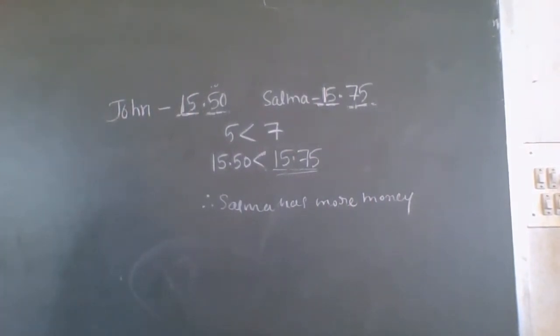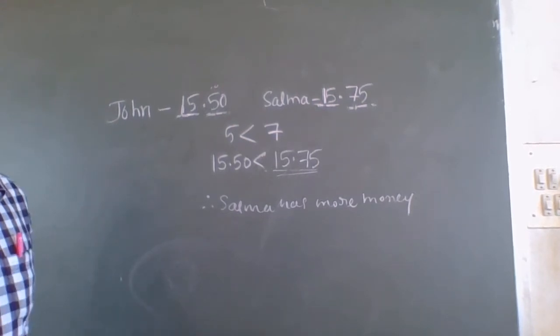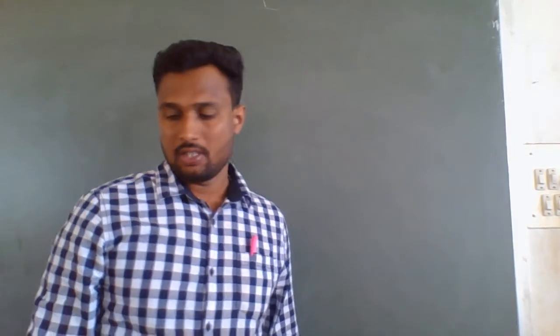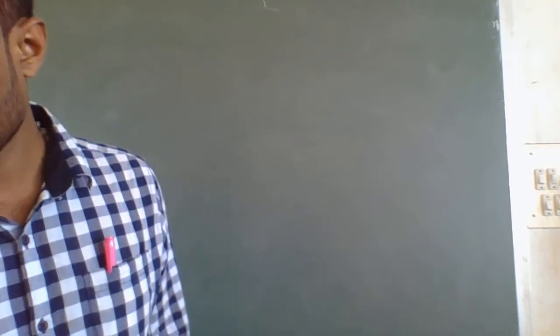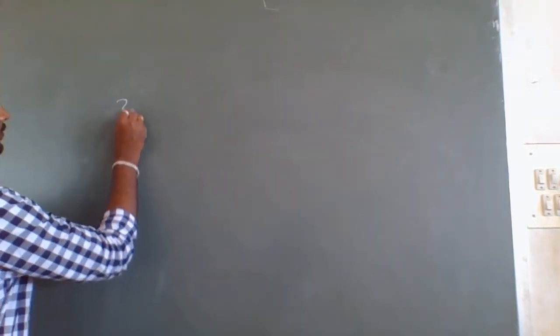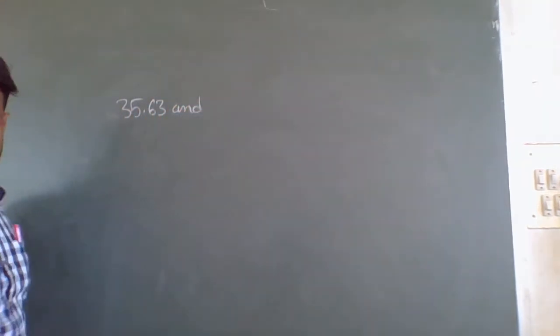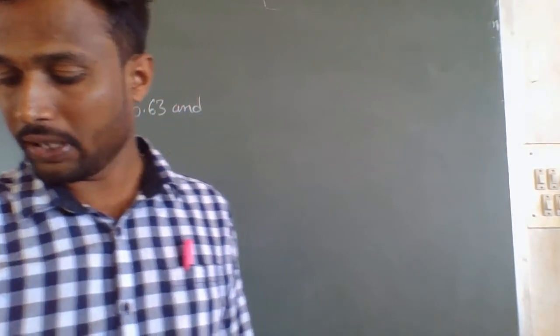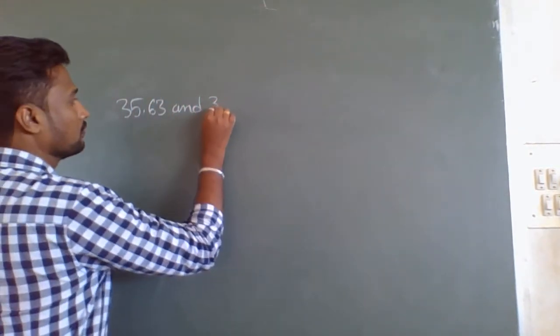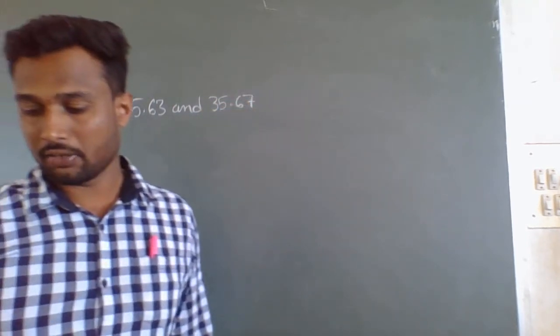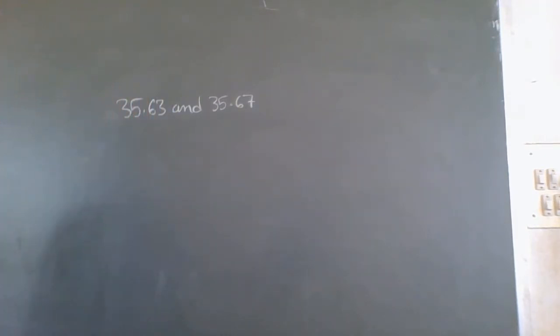Okay. So now I will discuss some more examples. Now they have given some more problems to compare decimal numbers. So here they have given 35.63 and 35.67. So what is the first step here?